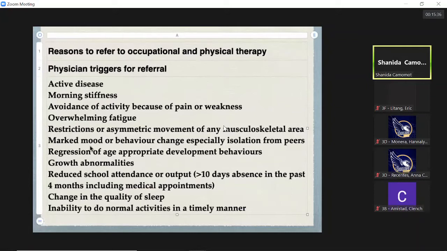There's a marked mood or behavior change, especially isolation from peers, or regression of age-appropriate developmental behaviors, growth abnormalities, reduced school attendance or output, more than 10 days absence in the past 4 months including medical appointments, change in the quality of sleep, and inability to do normal activities in a timely manner. So it's not just not moving a certain extremity that is a referral to OT-PT, but even overwhelming fatigue, no? Or if there is really disturbance of the daily function because of the condition, you can refer them for rehab.